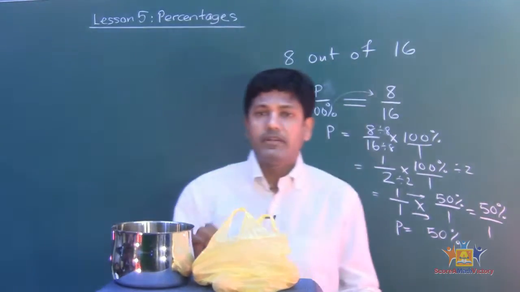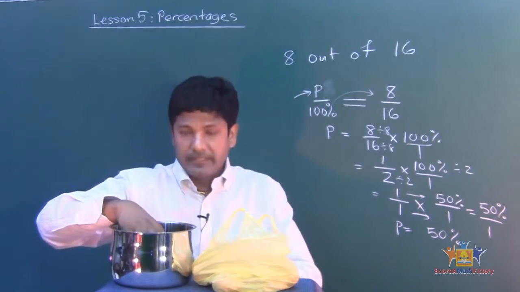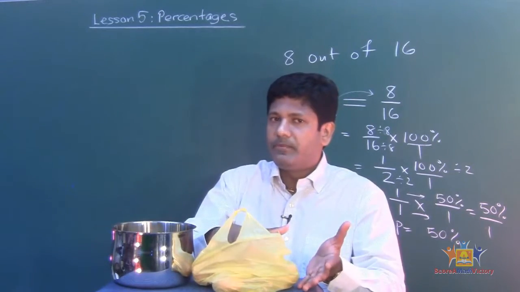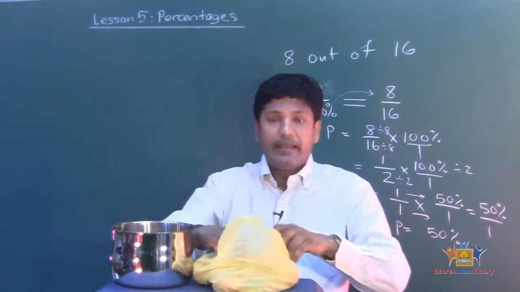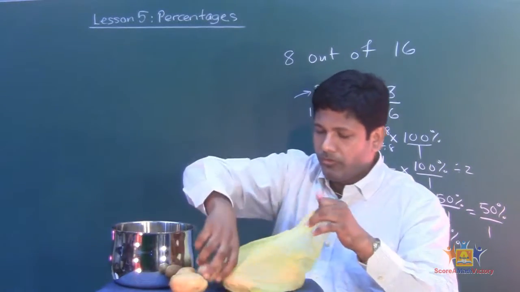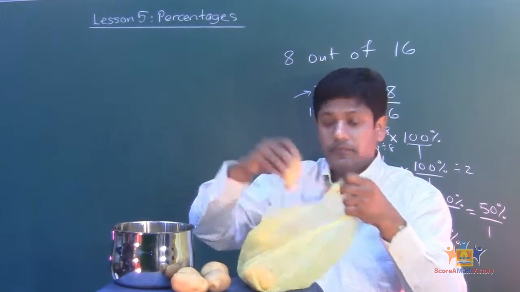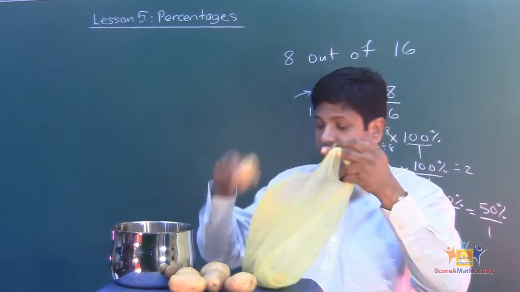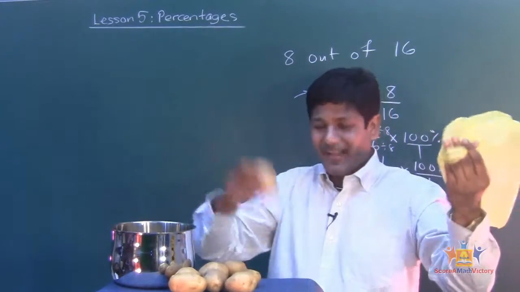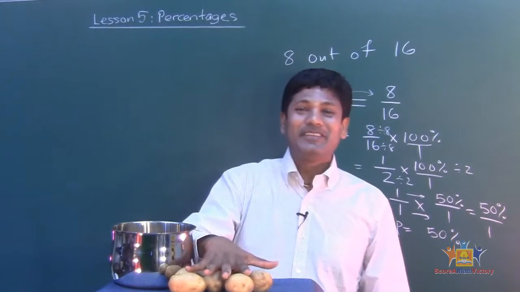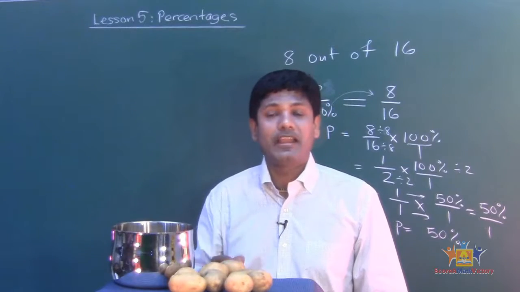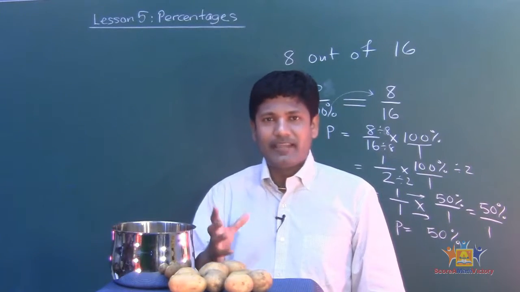So that means the 8 potatoes that I took out from the bag make 50%. That means, what's the other 50%? If it's 50, 50, it's got to be 8 and 8, isn't it? Let's see if this one is also 8. 1, 2, 3, 4, 5, 6, 7, and ta-da! 8! See that? So it does make 50%. 50 plus 50 makes 100%. So 8 potatoes makes 50% out of the 16. Make sense? Alright, good.